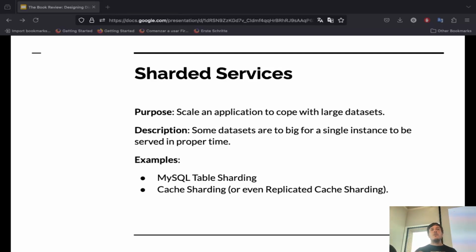If someone wants to access the data for a particular shard, then that request is sent to that shard. Another example of this would be vertical or horizontal partitioning on a SQL database, where we split the data depending on certain criteria.